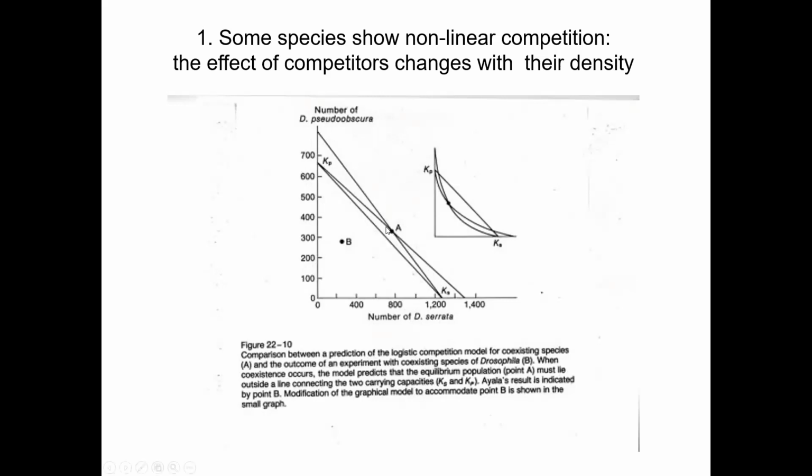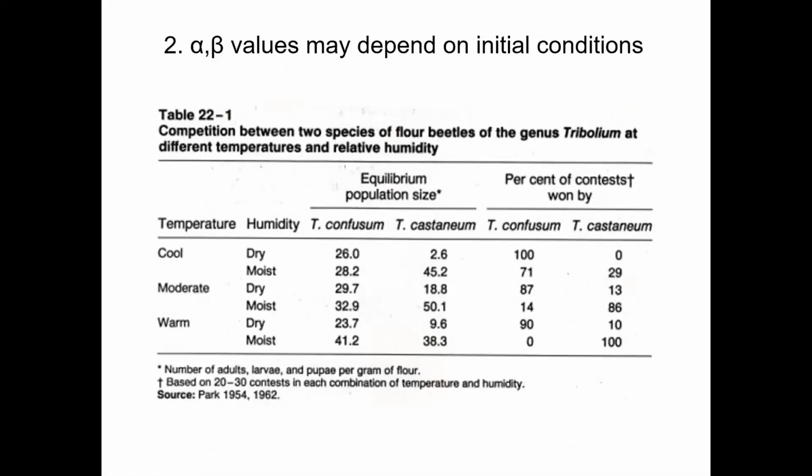So here are two fruit flies. We'd predict from the numbers here that they would have an equilibrium right at this combination, somewhere around a little over 300 pseudo-obscura and somewhere around maybe 700 serrata. In fact, this is where the equilibrium occurs. And it occurs because there's a change in the value of the competition coefficient as density changes. If you add one individual of serrata, it causes a big drop in the number of pseudo-obscura, and vice versa. So the initial individuals have more of an effect on K than other individuals that you might add later. So non-linearity is a problem.